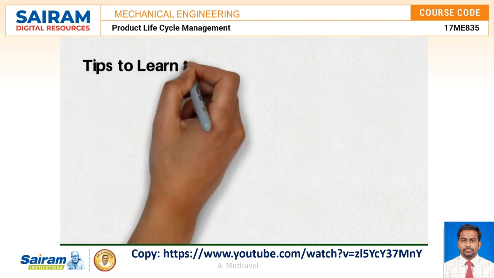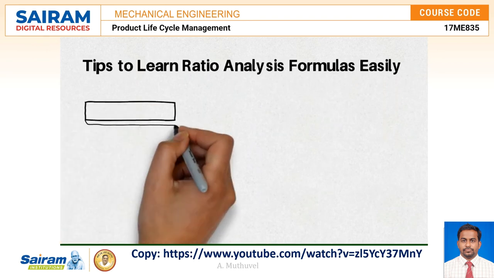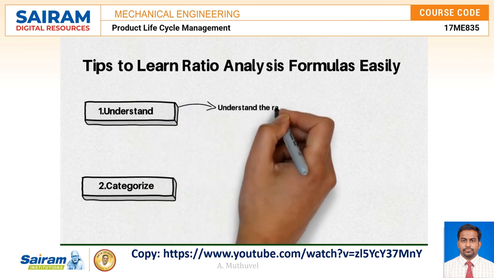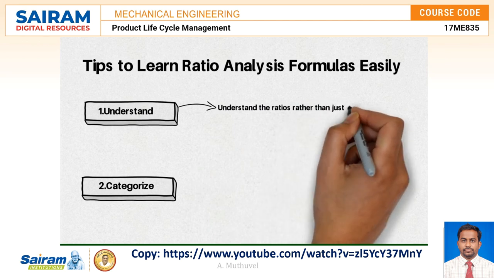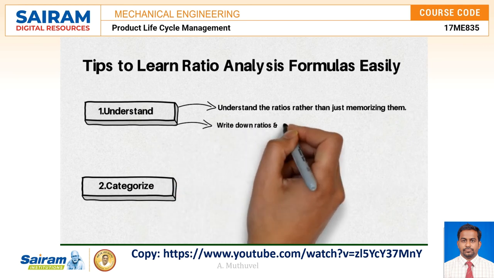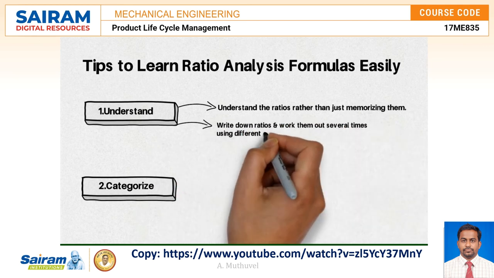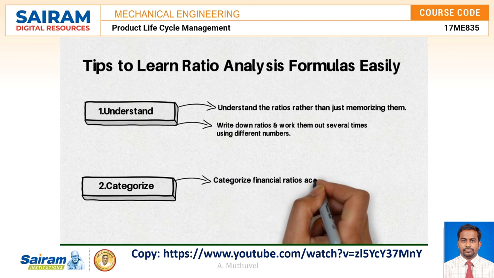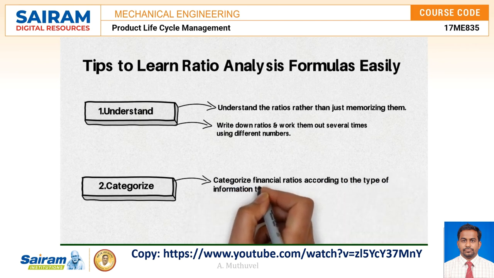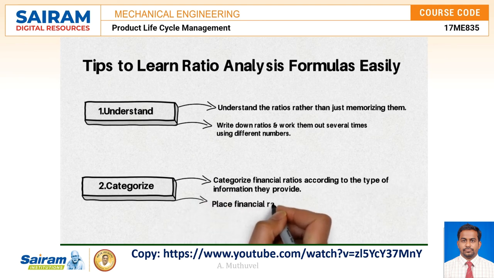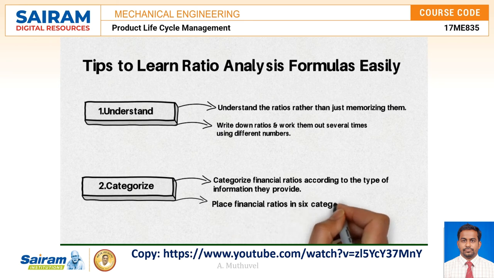Tips to learn ratio analysis formulas easily. 1. Understand. 2. Categorize. The first tip is to understand all the ratios, because simply trying to memorize them will make it difficult to remember them. So, try to understand all the ratios so that they can stick to your memory. Write down each ratio and work each out several times using different numbers until you have a firm grasp of what each one means. The second tip is to categorize each set of financial ratios according to the type of information it provides. Market valuation, liquidity, profitability, efficiency, coverage, and leverage are 6 categories in which you can place most financial ratios.